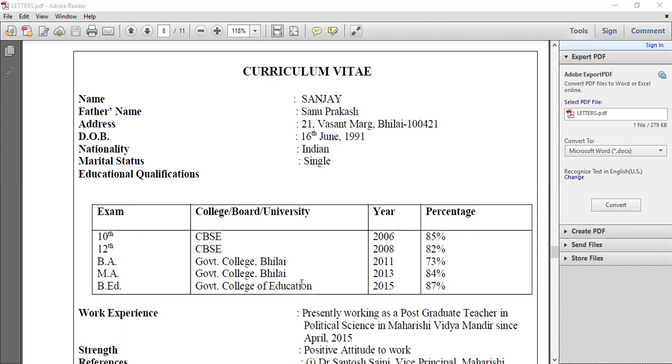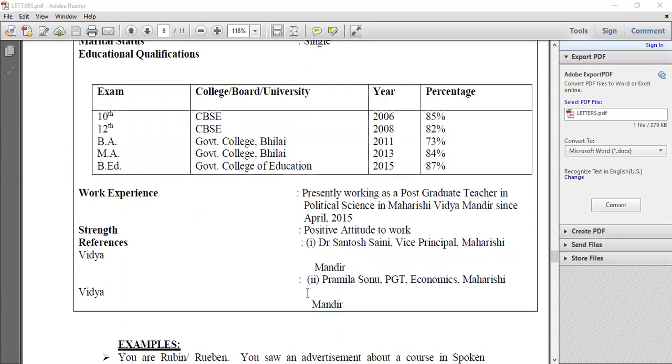For undergraduate, you have to go for 3 years, and then a master's degree of 2 years, and of course even in BEd also 2 years duration. Likewise, we have to calculate and mention the percentage. You can mention 60, whatever you got, the percentage you can mention. Then work experience, for example, working as a postgraduate teacher in political science in Maharashtra Vidya Mandir since April 2015.